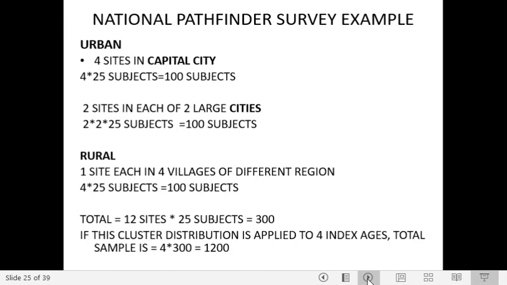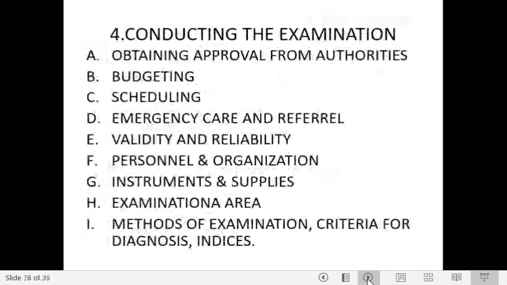So totally we have 4 plus 4 plus 4, that is 12 sites. In 12 sites we have 25 subjects each. So that equals 300. And if this cluster distribution is taken in 4 index age groups, then the sample which you will collect for your National Pathfinder Survey is 4 multiplied by 300, that is 1200 subjects. If it is carried out in 3 index age groups, then your sample will be 3 multiplied by 300, that is equal to 900 subjects.